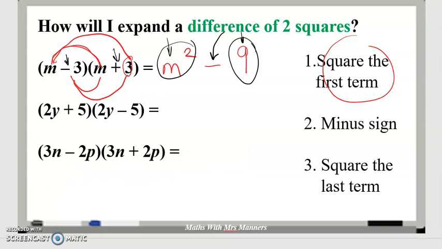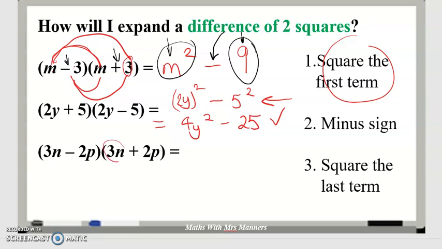So I really don't want you to do FOIL. I strongly advise you against using FOIL. You should be able to recognize this expansion. Here we're going to have first term squared. Well, that would be 2y all squared minus the second term squared. That's 5 squared. If you need to do that extra step, do it. If you don't, and you know that 2y squared is 4y squared and 5 squared is 25, then go straight to the answer. Same here. 3n squared, well, that's 9n squared minus 2p squared, that's 4p squared. So that's how you expand a difference of two squares.